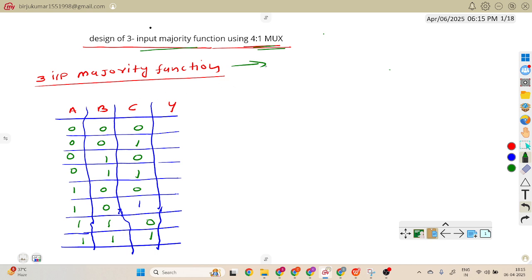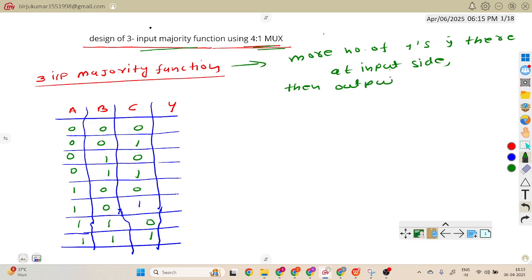If more number of ones is there at the input side, then the output will be 1. Very simple. Output will be 1 means if the number of 1s is greater than the number of 0s, then the output will be 1, otherwise the output will be 0. That is called the majority function.